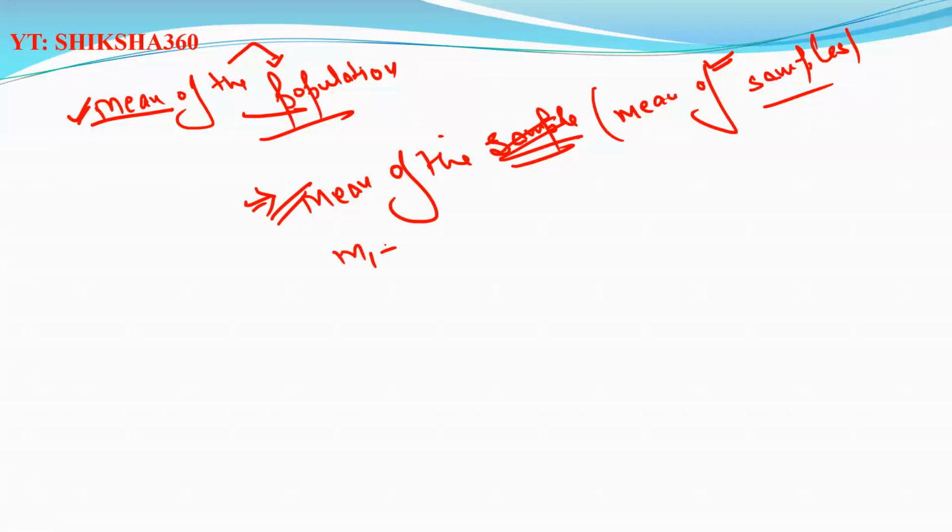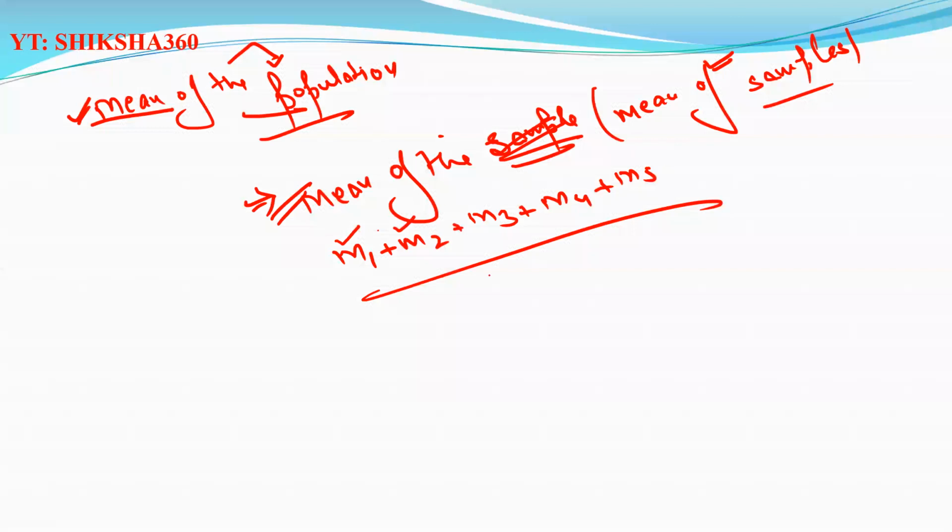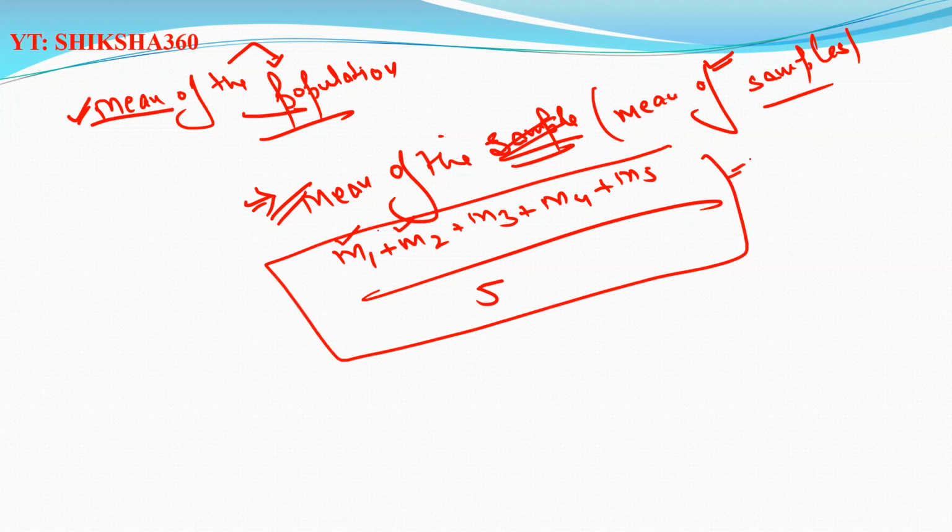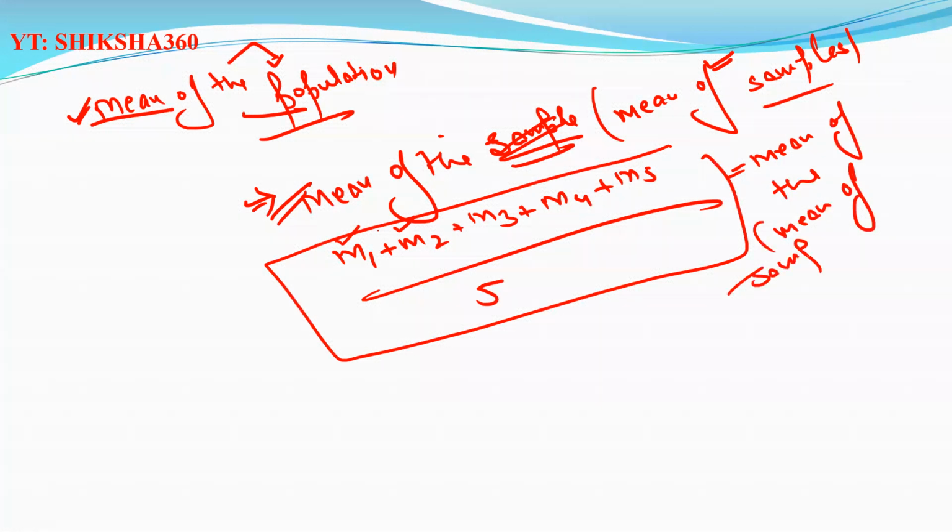Like M1, M2, M3. We have 5 samples, so we have taken 5 means, one for each sample. M1 is the mean of the first sample, M2 is the mean of the second sample, and in this way we have to divide by 5. So it is the mean of samples. Hope it is clear to all of you.